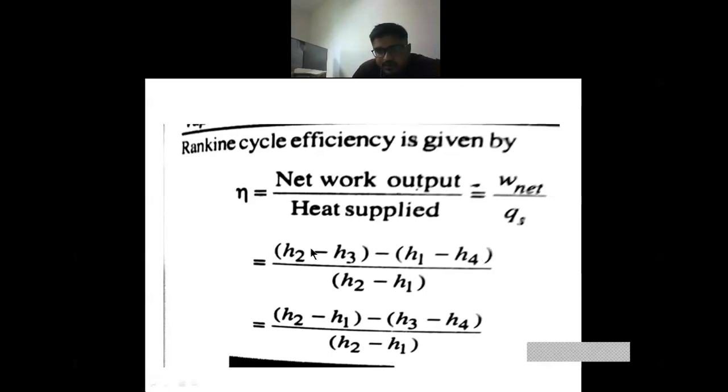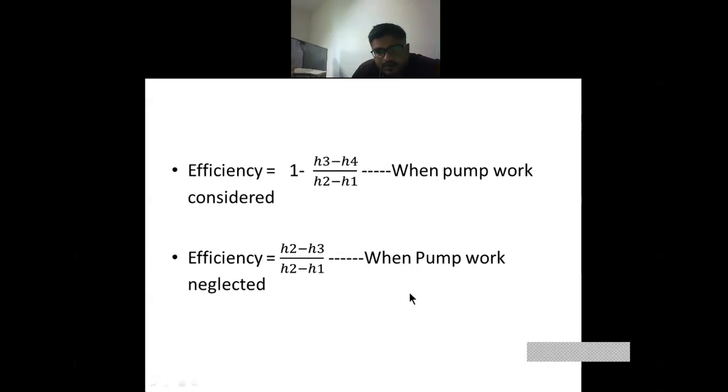So we know that W net is equal to W turbine minus W pump. Whenever you neglect the pump work, your equation will become H2 minus H3 divided by H2 minus H1. Clear? So this will be the equation whenever you neglect the pump work. So this was the content for basic understanding of the vapor power cycle. In the next lecture we will discuss how to find the enthalpy, how to find the efficiency.